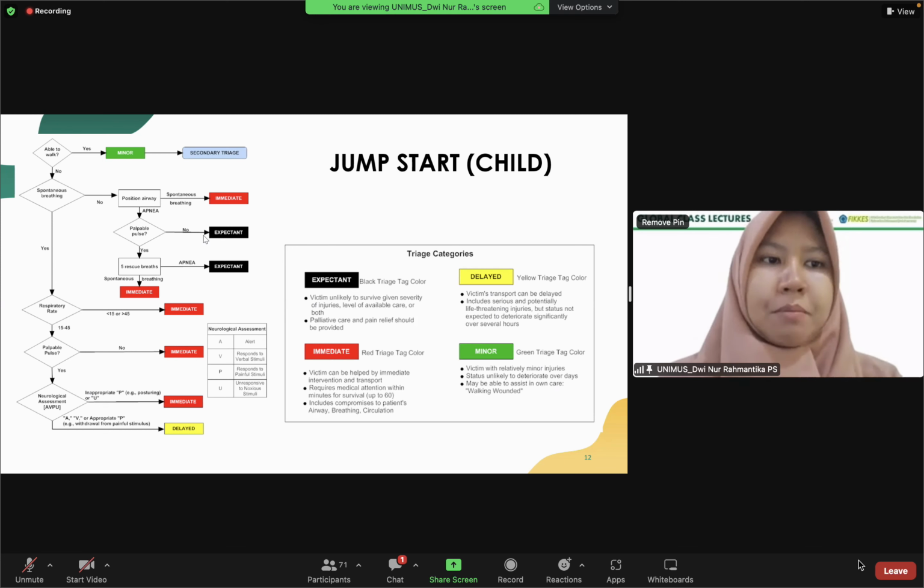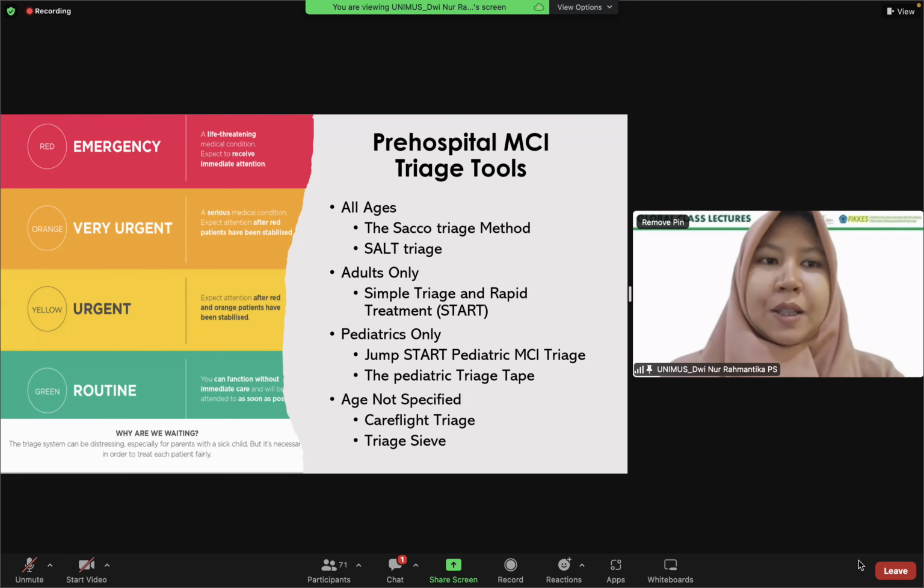We sort the patient by spontaneous breathing, respiratory rate, pulse, and neurological assessment. To conduct this procedure, it does not take much time, but we should make the right classification of the patient. And this one is the pre-hospital mass casualty triage tool. The previous one is an example that can be used for pediatrics.